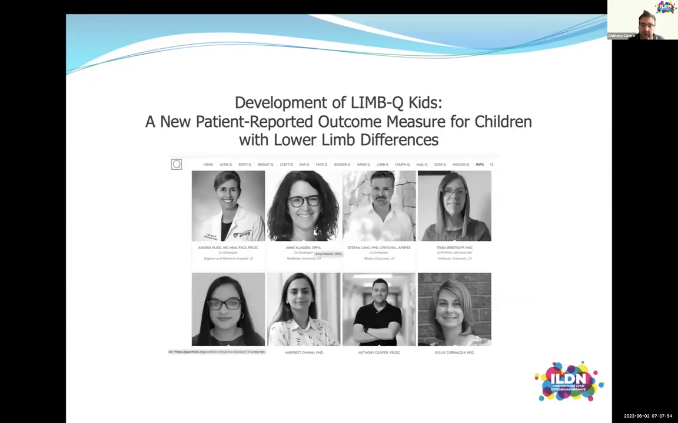So having no expertise in this, we engaged the Q Portfolio team, which is led by Anne Klass and Andrea Pusick. Anne is a pediatrician at McMaster, and Andrea is a plastic surgeon over in Boston. And they have a very extensive portfolio, including, as we started off with, the breast and the cleft lip, and then multiple patient-reported outcome measures. So we started the journey to develop the LIMQ kids.